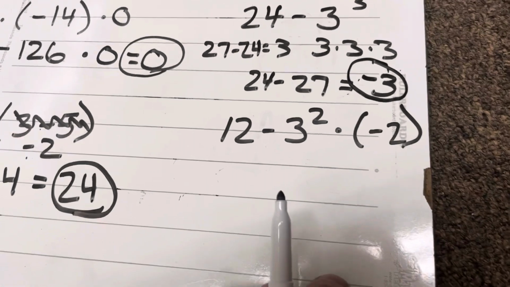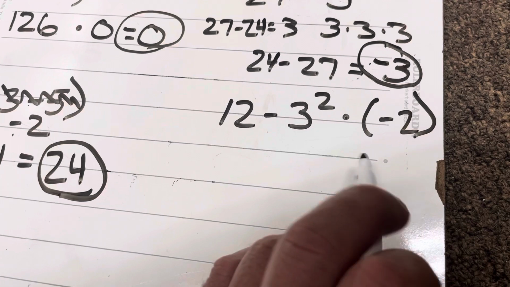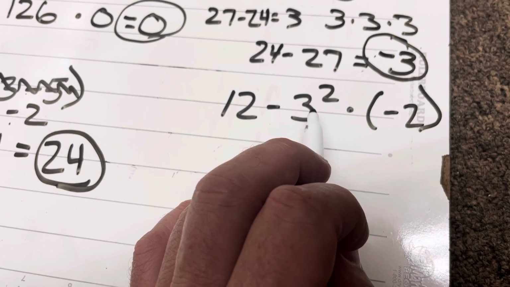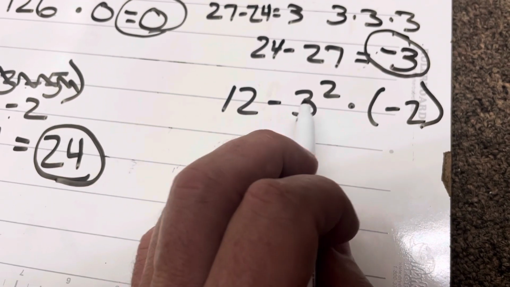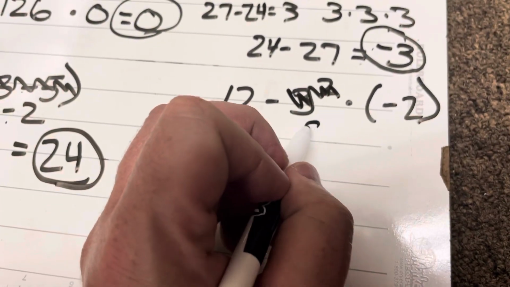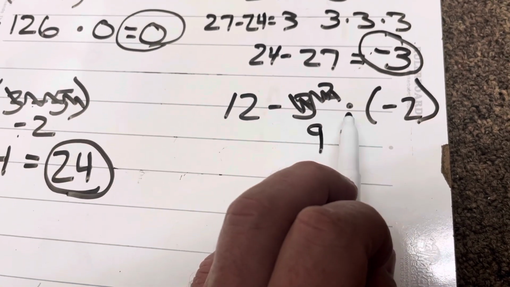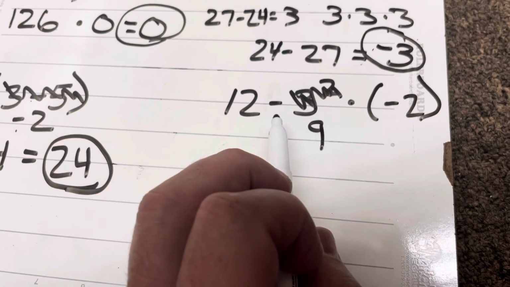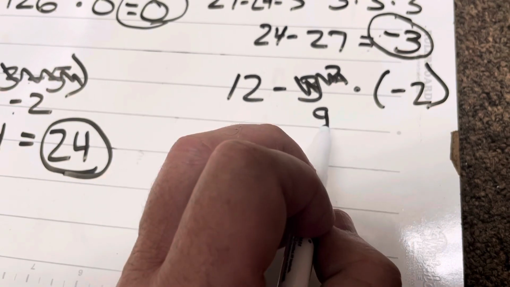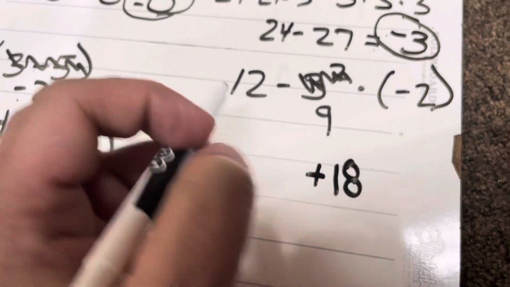All right, last one. 12 minus 3 to the power of 2 times negative 2. Well, first of all, I want to clear these parentheses, but I can't do that until I know what 3 to the power of 2 is. 3 to the power of 2 is 3 times 3, which is 9. Now I can clear parentheses by doing 9 times negative 2. Or I can think of it as negative 9 times negative 2, which is what I'm going to do. Negative 9 times negative 2 equals a positive 18.